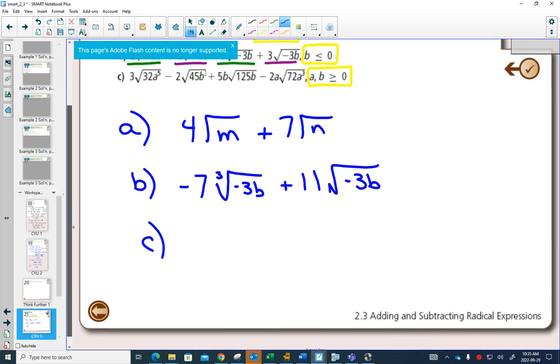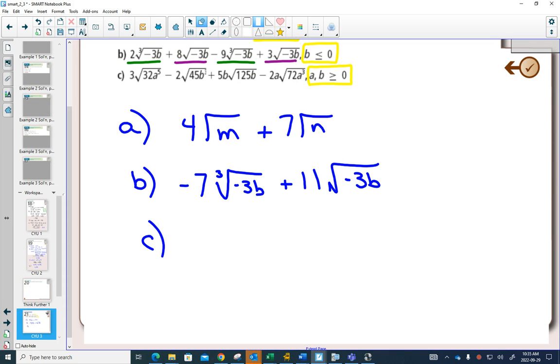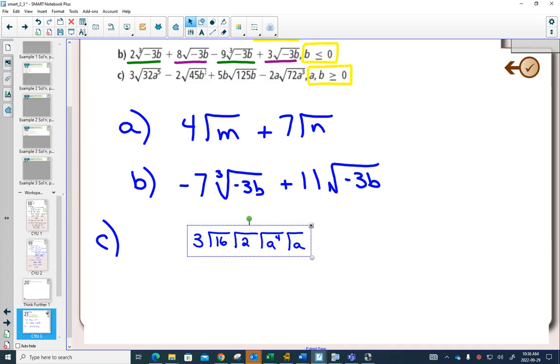Now, in part C, again, I'm going to show all the work right now. If you're getting comfortable that you can skip some steps, that's perfectly fine. We do have to simplify these. So I'm going to have 3. I'm going to write 32 as 16 times 2. I'm going to write a to the 5 as a to the 4 and a. And I'm going to need to write smaller, I just realized. I can cheat a little bit. There we go.